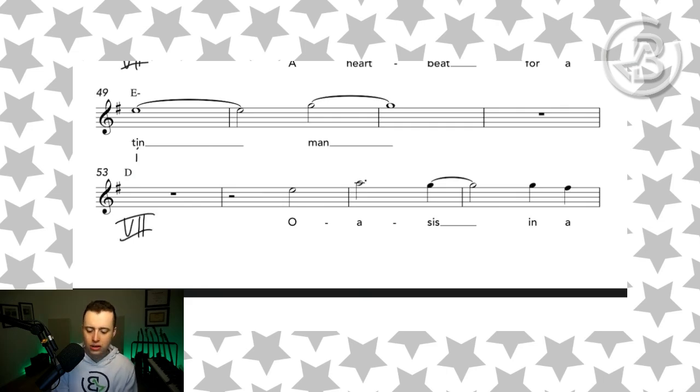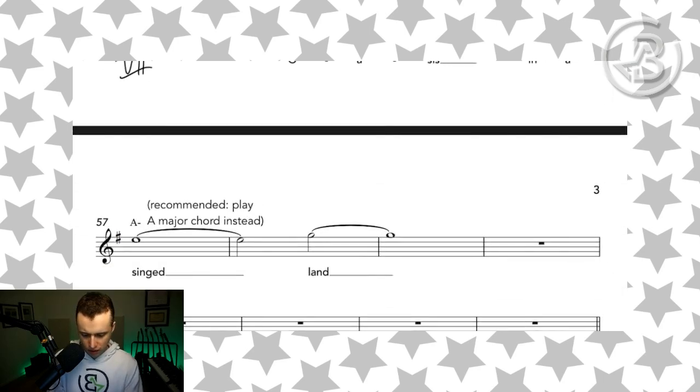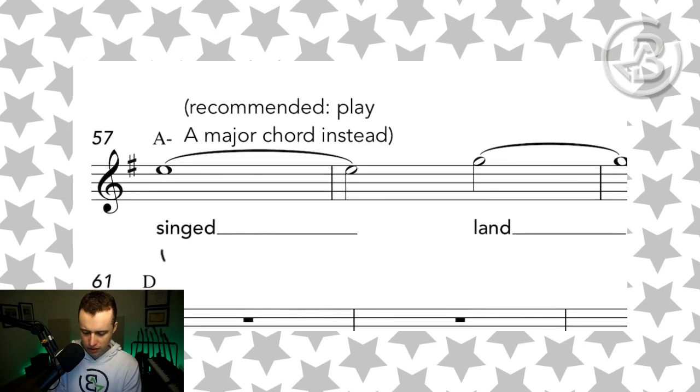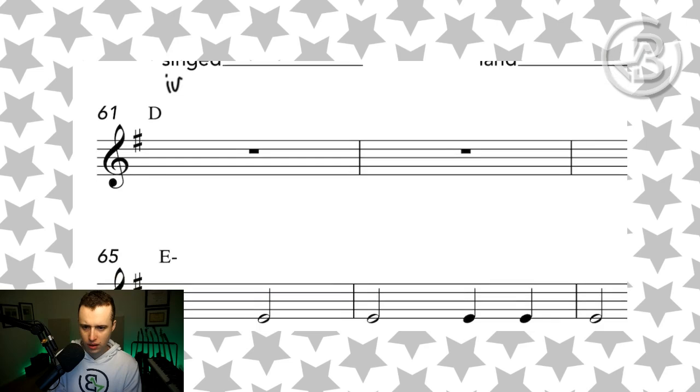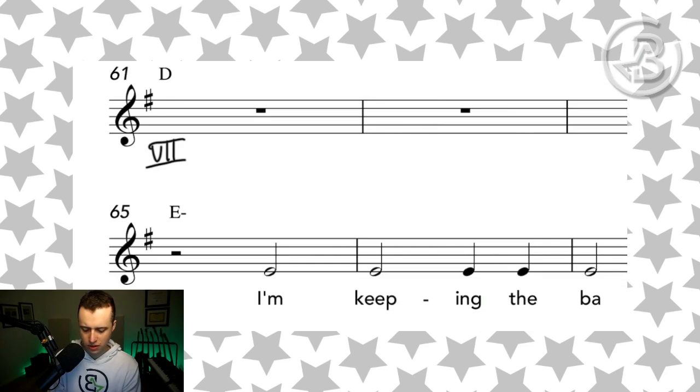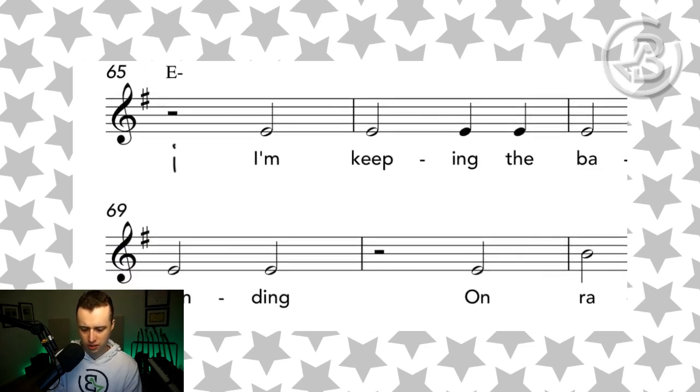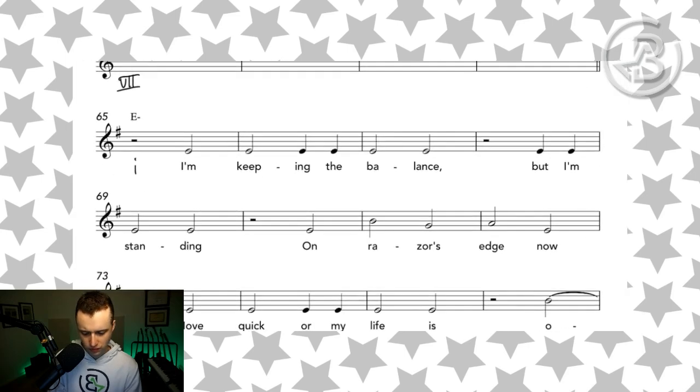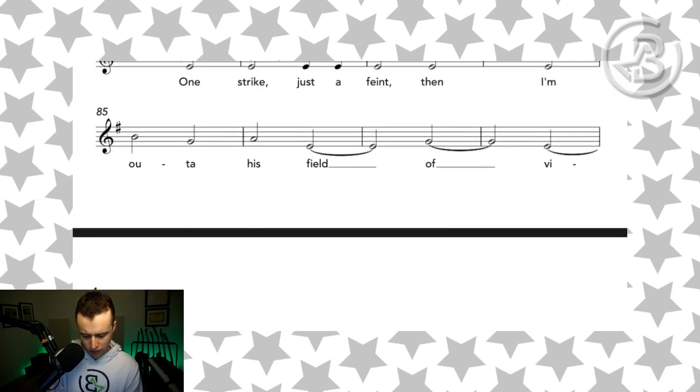So what we're seeing here, as we've talked about over a couple of these minor songs, is that a lot of times in minor keys with minor chords, you're going to see 1, 7, and 6. A whole lot. It shows up everywhere. Okay, Singed Land. Go 4. Measure 61 D. 7. Measure 65. It's going to be E. It's going to be a 1. And then we're hanging out on 1 for a long time.